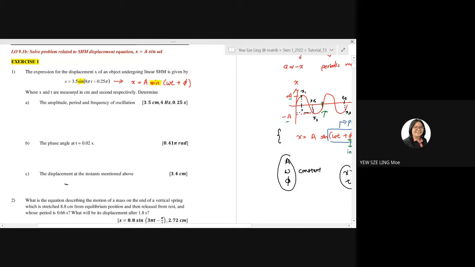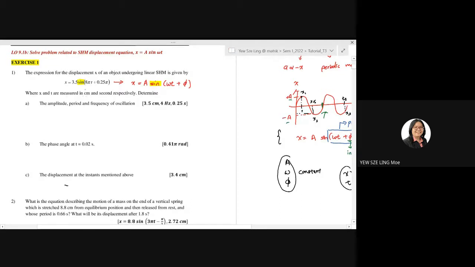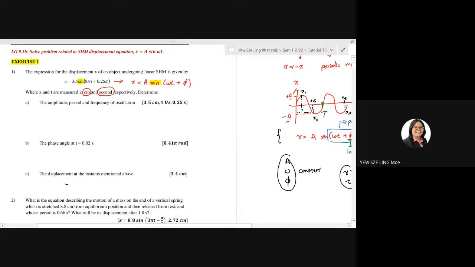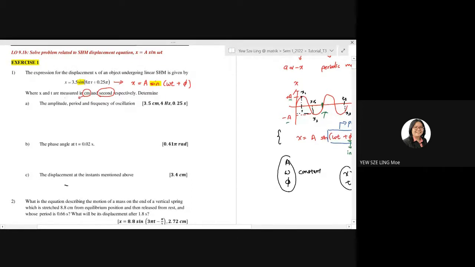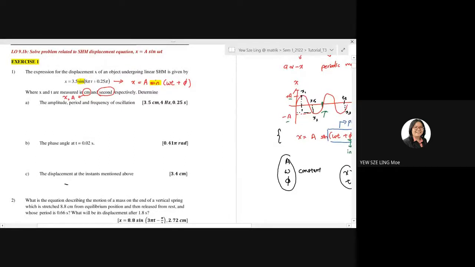Where x and t are measured in cm and in seconds. So it tells you the unit for x and also the unit for t. Now, why is it important to know the unit for x and t? Because amplitude will use the same unit as your displacement x. So x and A both use the same unit. If x is in cm, then A is also in cm.